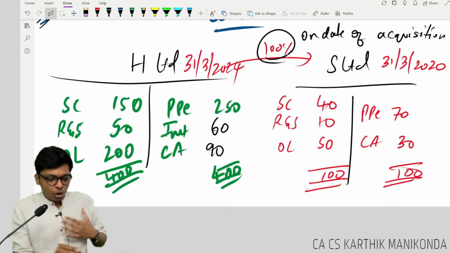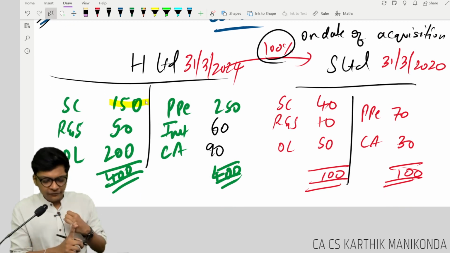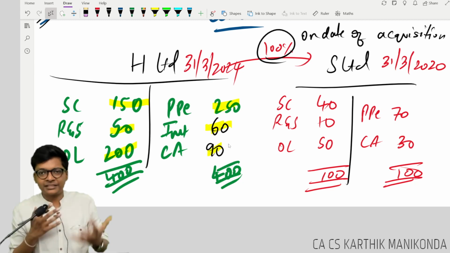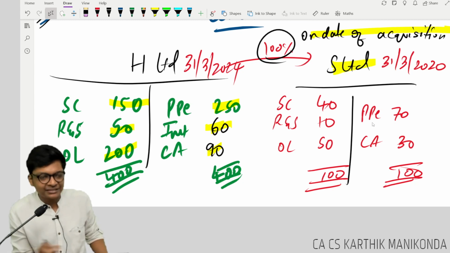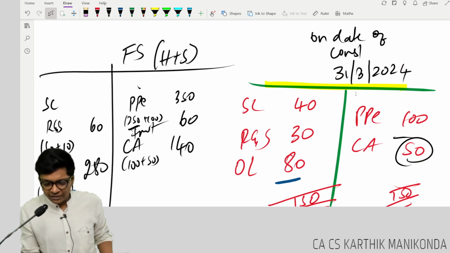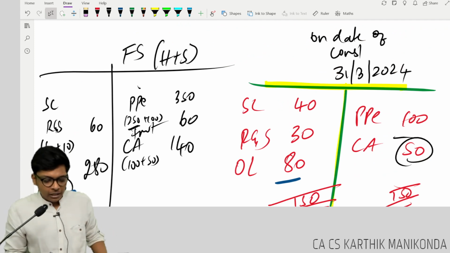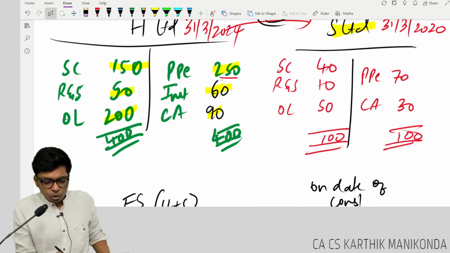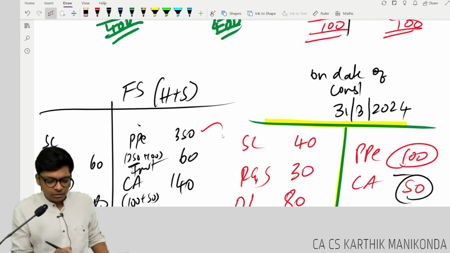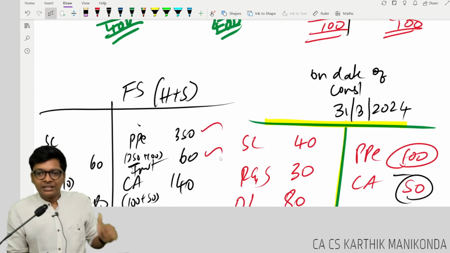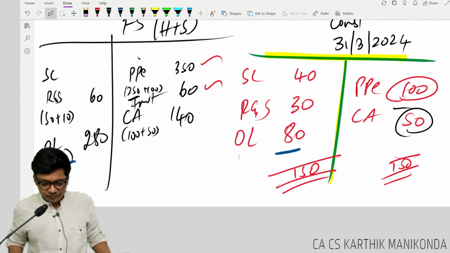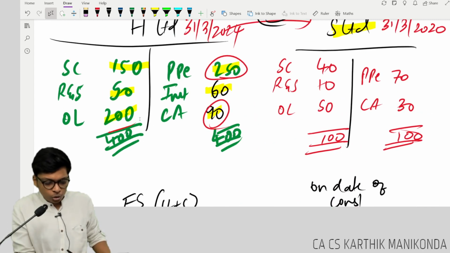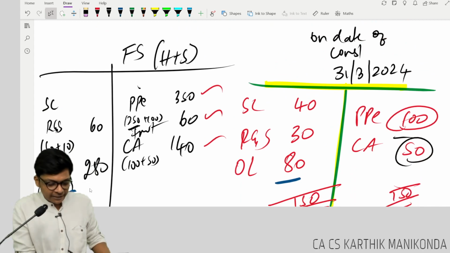So here if you see again, holding values is share capital 150, reserves 50, other liabilities 200, here 250, 60 and 90, total is 400. Subsidiary on the date of acquisition is given over here. Date of consolidation also I have the values, okay. Now I did consolidation, which is nothing but line by line addition. Let me check. I am adding 250 with 100, I am getting 350, 60 plus 0, 60, current assets is 90 plus 50, 140. Similarly, liability side, other liabilities 200 plus 80, which is my 280.